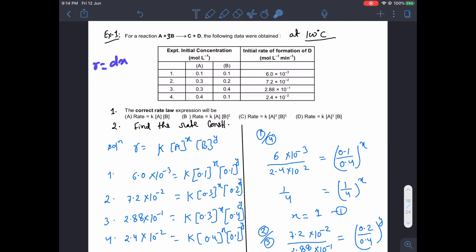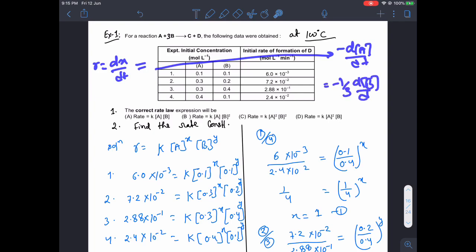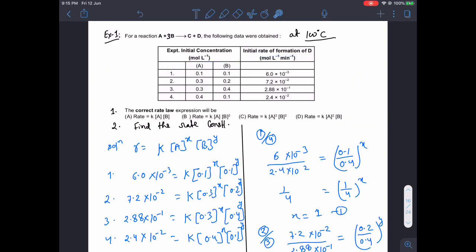Why can't we write like this, that R is equal to dx by dt and that is equal to, the way I told you last time, minus dA by dt is equal to minus 1 by 3 dB by dt? Can't we write like this? Yes, you can write it, there is no problem. But at the end, with which value are you going to equate? K into A to the power m and B to the power n. Here I have taken the m and n values to be x and y.